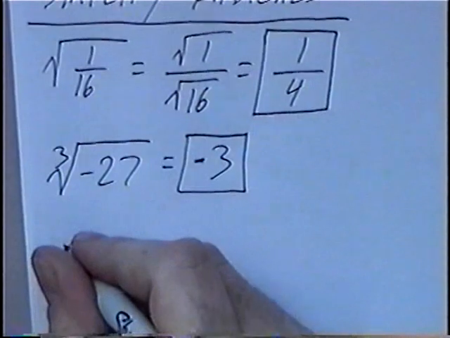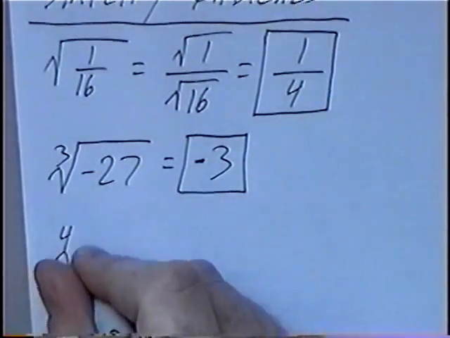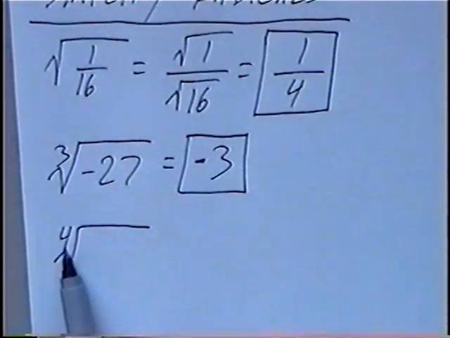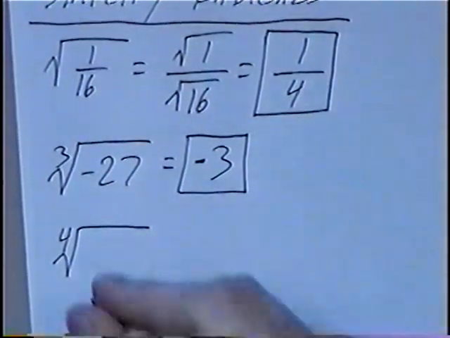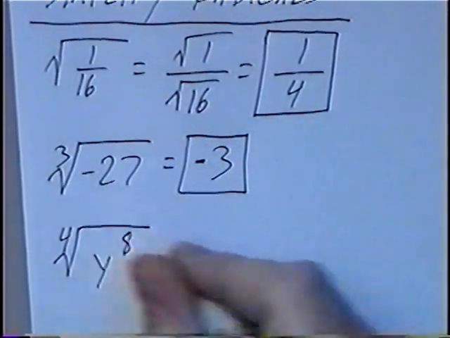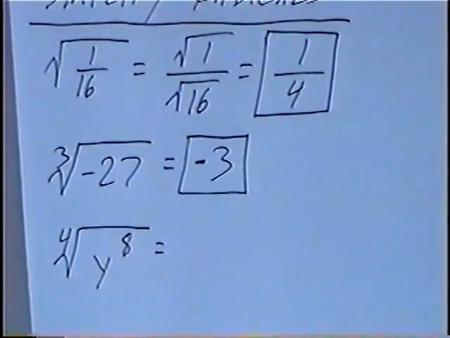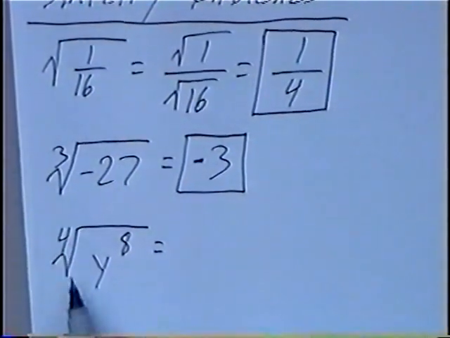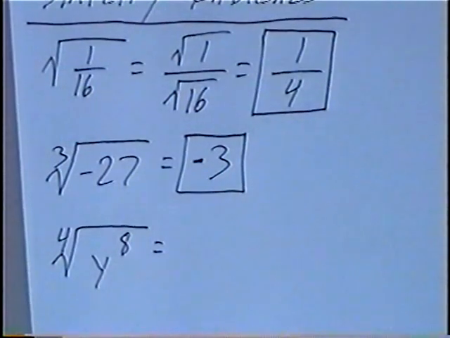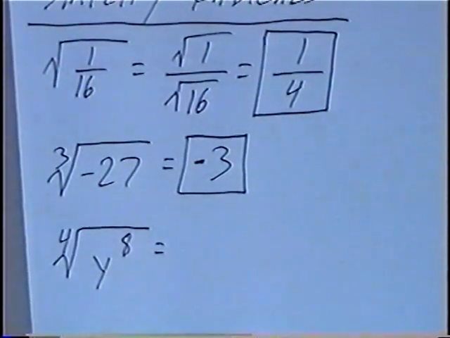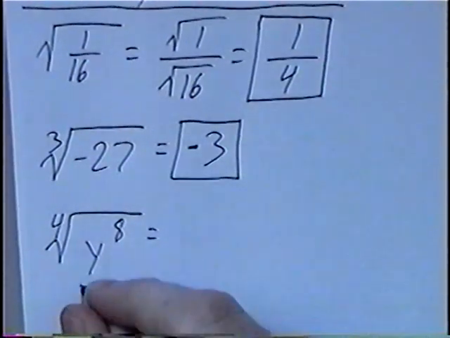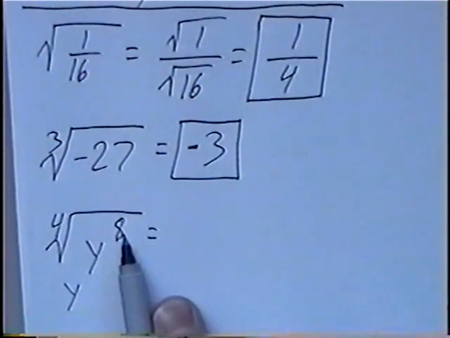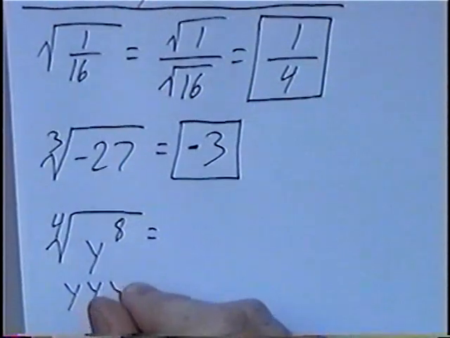Next question, the fourth root. The fourth root again would be a radical or square root sign with a 4 on the outside, of y to the 8th power. The fourth root again would be a number times itself 4 times, and we want that to equal y to the 8th. When doing radicals of variables, one way to solve is to take y to the 8th and write the y out 8 times.